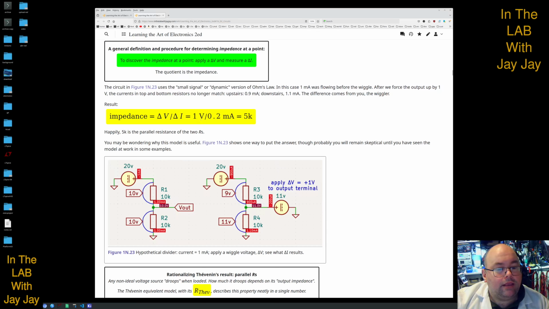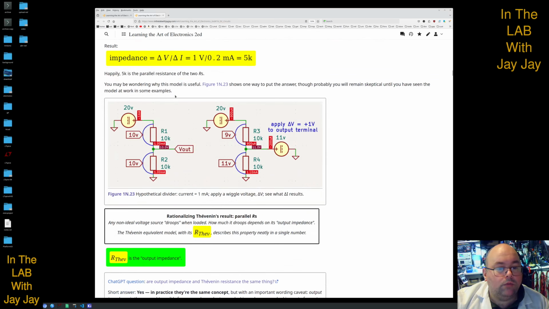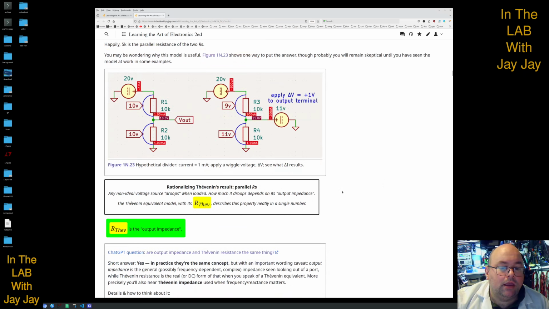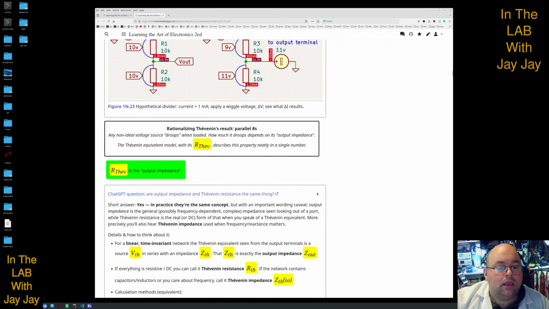And we can calculate the impedance, and this is what we did in the last lab. We got 1 volt divided by 0.2 milliamps equals 5 kilo ohms, which is what we would expect to get if we took the parallel resistances. 10K and 10K will give us 5K. Our measured current stacks up with what we'd expect from the model. So again, we apply wiggle voltage delta V, and we see what delta I results.